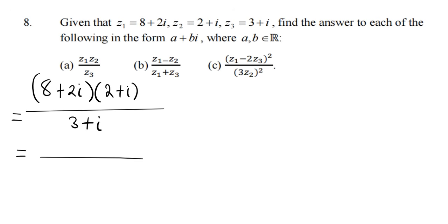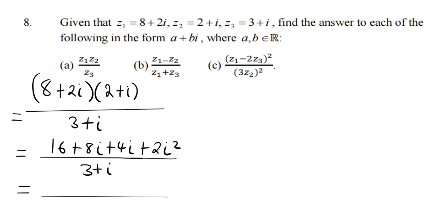8 multiplied by 2, that is 16. 8 multiplied by i, that is 8i. Then 2i multiplied by 2, we're going to have 4i. Then 2i multiplied by i, we're going to have 2i squared. So don't forget your denominator, 3 plus i.